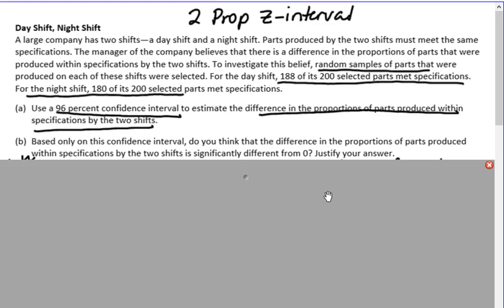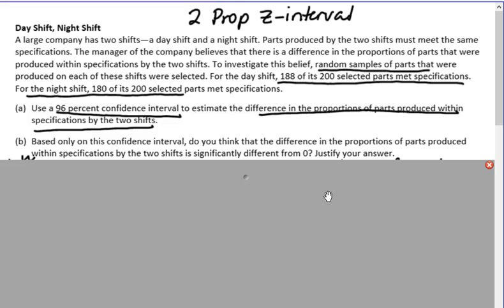We're going to look at an example of a two-proportion z-interval, which is covered in section 10.1 of the text. We're going to look at an AP problem that uses these concepts. A large company has two shifts, a day shift and a night shift. Parts produced by the two shifts must meet the same specifications.